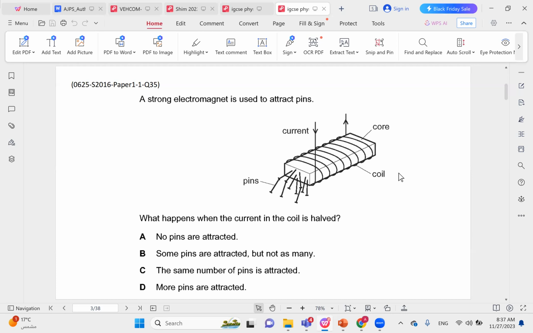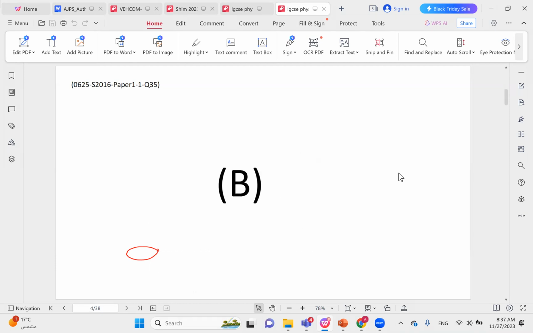So what will happen to the pins? It will attract some pins, but not as many. This is a very logical question. It won't stop attracting pins, it will just attract a fewer number of pins because the magnetic field strength decreases. So B is the correct choice here.